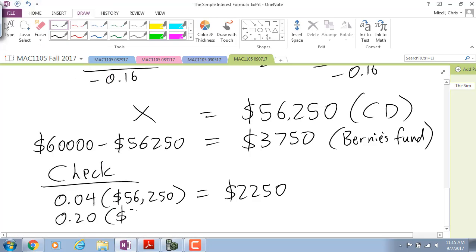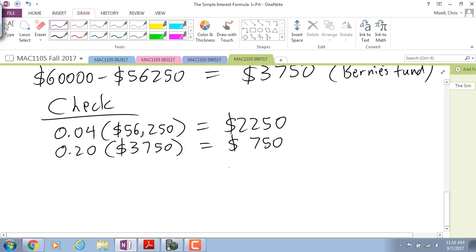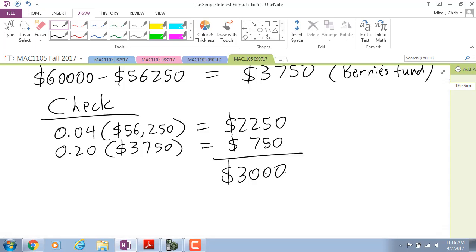that it's going to pay is 20% of $3,750, which is $750. For a total of $3,000 that she's hoping for. No doubt she'll have to pay taxes on this money. I imagine she will. But $3,000 is what she had her eye on, and this is how she would need to distribute the money between the CD and Bernie's fund in order to make this happen.